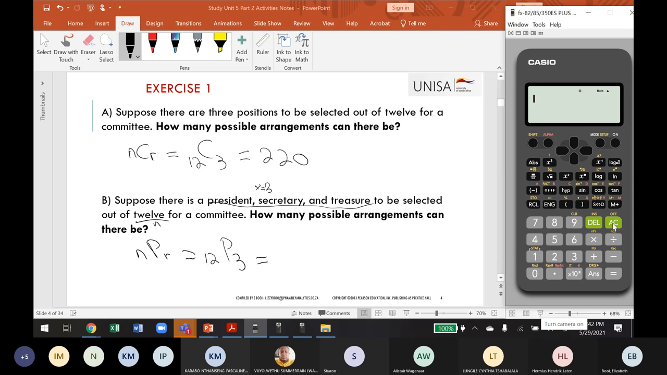The answer is 1,320. So we say 12 shift nPr on a multiplication 3 and equal. And we get the answer of 1,320.